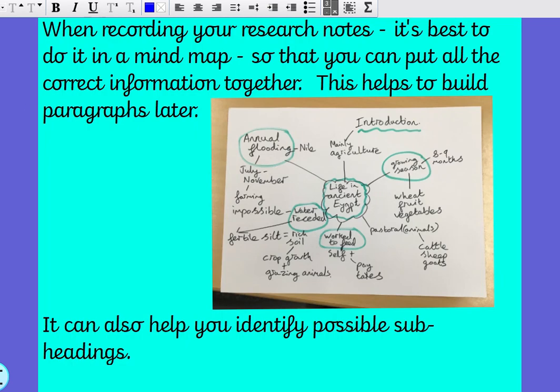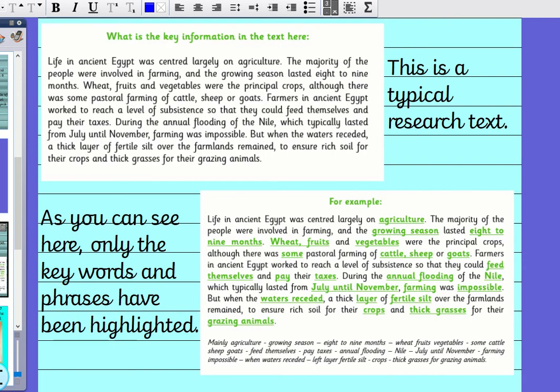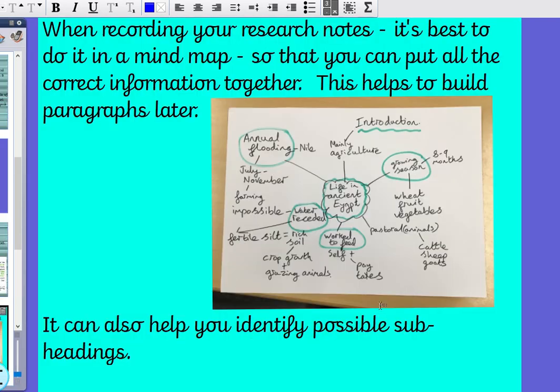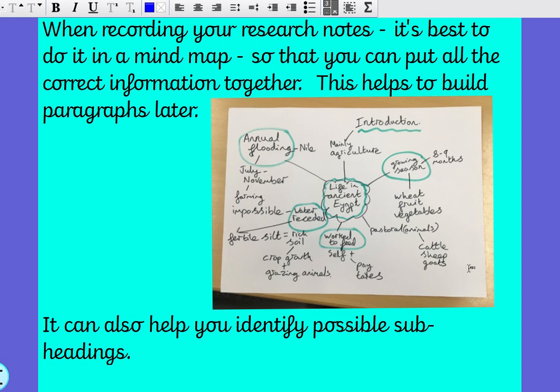So when recording your research notes, it is best to do it as a mind map so that all of this information can be put in the correct place and can all go together. This will then help us to build paragraphs later, okay? So have a look. It's also useful because it helps you to identify possible subheadings. So that was our main heading, wasn't it? And then if you can see, I use these notes here to create a mind map, and you can see this is my mind map, and it helps you to plot the information into the right sort of sections, okay?